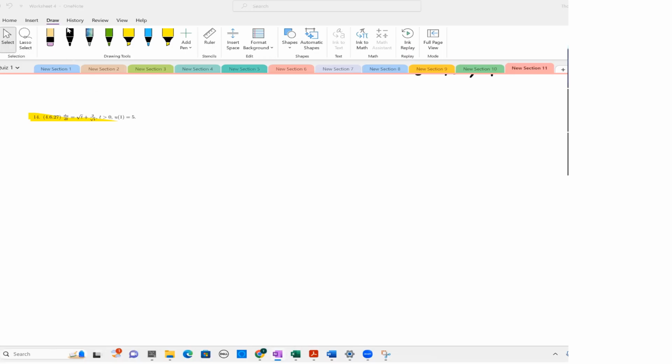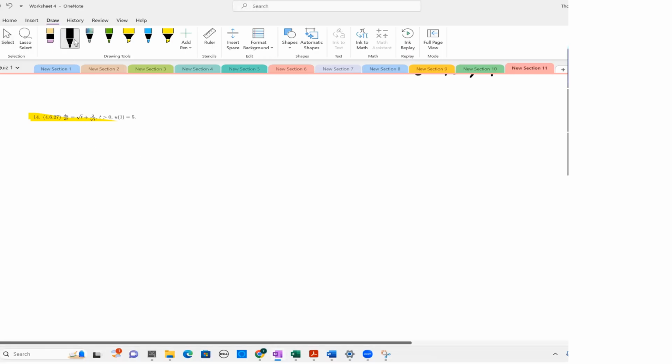So in this question, we are asked to solve for the function u given this pure time differential equation. And here we're given that t is greater than 0. And this is important.